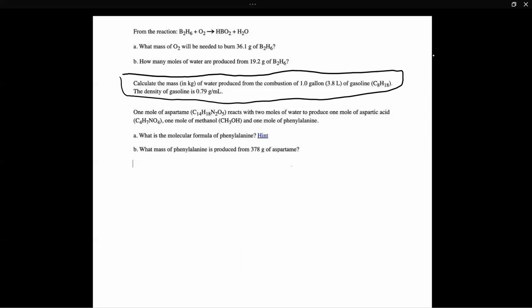All right, next question. 1 mole of aspartame reacts with 2 moles of water to produce 1 mole of aspartic acid and 1 mole of methanol and 1 mole of phenylalanine. What is the molecular formula of phenylalanine? So that's a mouthful. Again, first thing, let's write down the reaction equation. So that would be C14H18N2O5, quite a big compound here, reacts with 2 moles of water, that's why the 2 is over here, to produce.